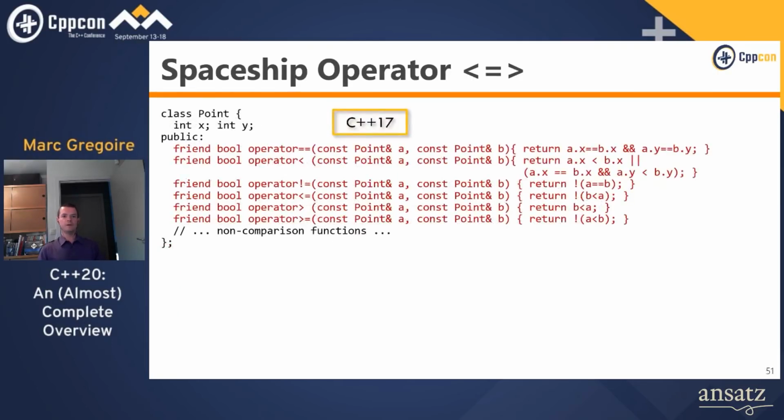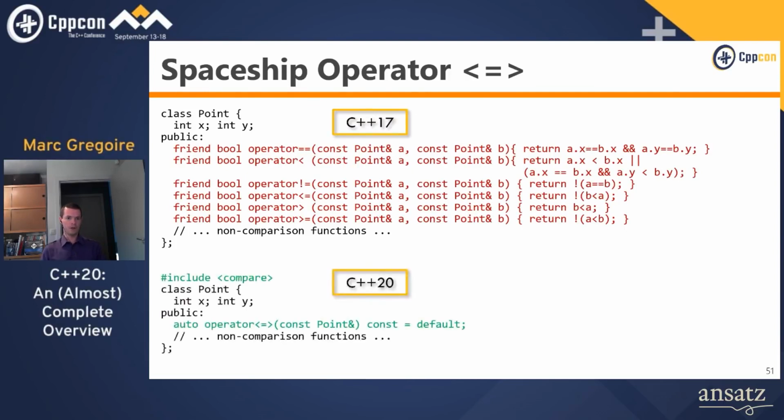This has quite an impact on the classes that you add. In C++17, if I had a point class with a simple X and a Y member, and I want to support all 6 comparison operators, I have to implement all 6 of them. Of course, once you have equal and less than, the other ones you can implement in terms of these 2, but you still need to implement all of them. In C++20, you simply include the compare header, and you ask the compiler, do all the work for me, which in this case works because member-wise comparison of X and Y is exactly what we want.